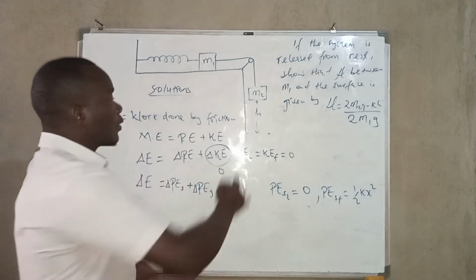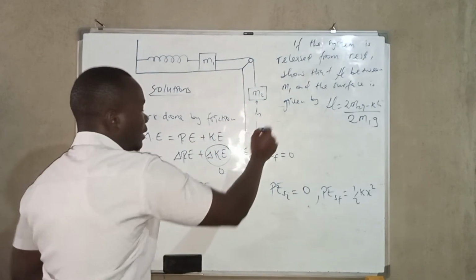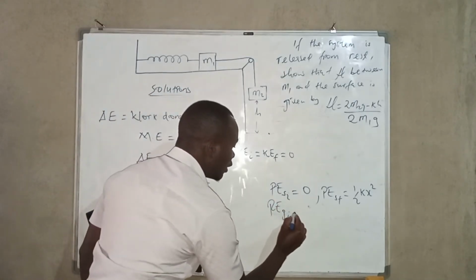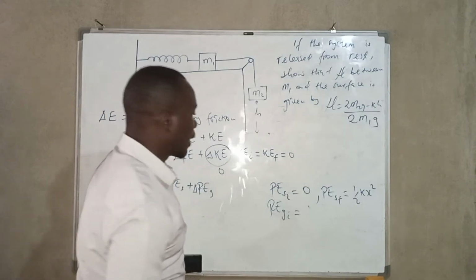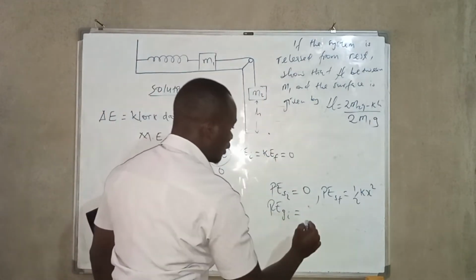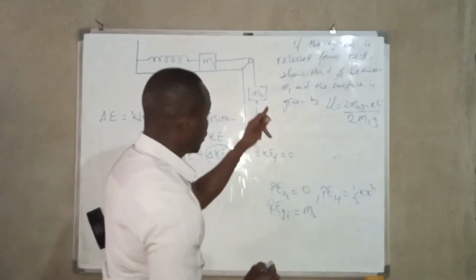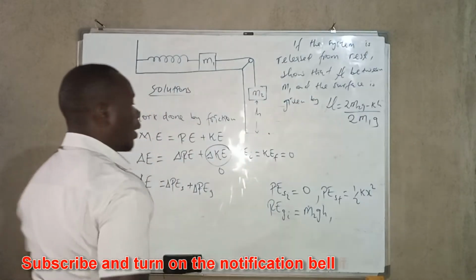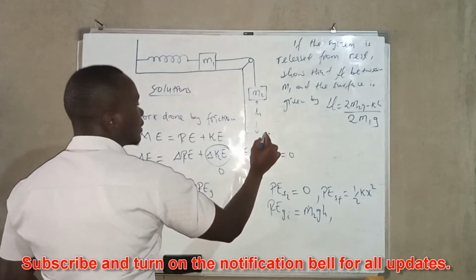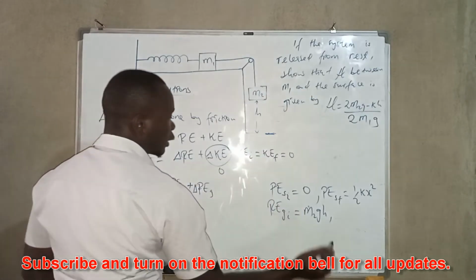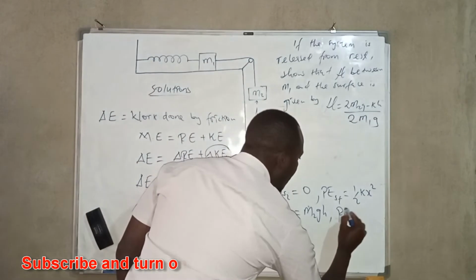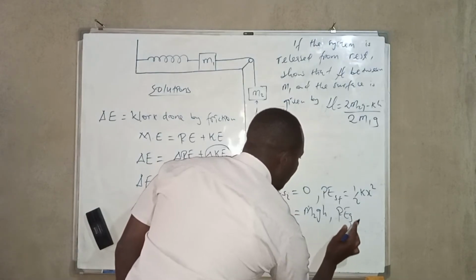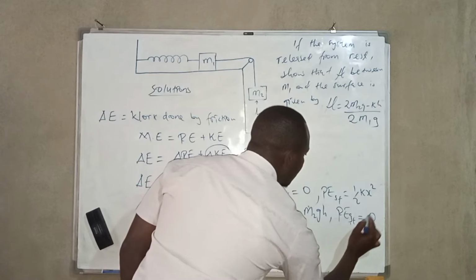Before this one falls, the gravitational potential energy initial will be equal to m g h. So this is M2 g h. When it comes to this point, h will be 0, and the gravitational potential energy final will be equal to 0.